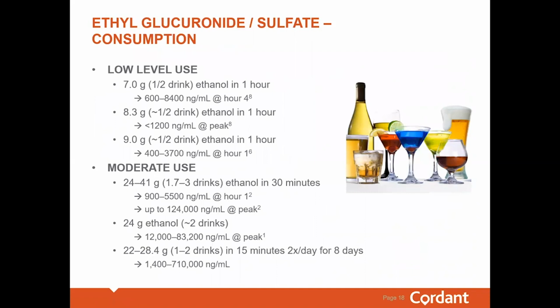You might also notice a couple of these studies of actual consumption are down around the cutoff of 500, but let's go through. Half a drink of ethanol in 1 hour, at 4 hours got up to 8,400 nanograms per milliliter. Another study, half a drink at 1 hour, everything was less than 1,200, and a half a drink at 1 hour up to 3,700 nanograms per milliliter. At moderate use, 1.7 to 3 drinks of ethanol in 30 minutes. At 1 hour, got up to 5,500 nanograms per milliliter. And at the peak, which is the most concentrated sample, got up to 124,000 nanograms per milliliter.